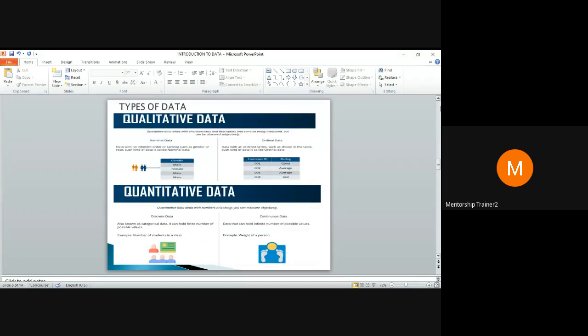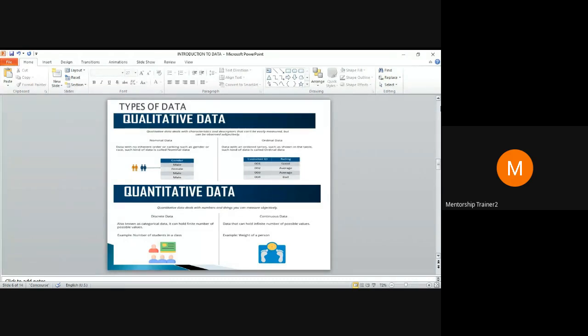So the types of data. I've explained to you what data is all about. So there are types of data. There is qualitative data. There is quantitative data. Just literally looking at it, you know that qualitative is related to quality. Quantitative is related to quantity. You understand? So quality is just talking about characteristics and attributes.